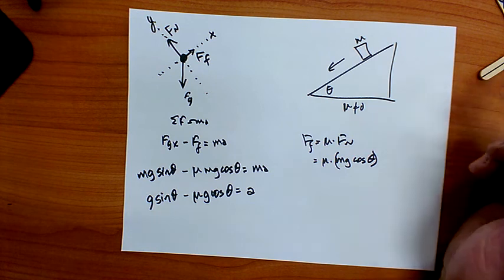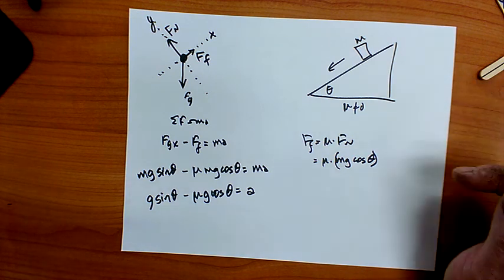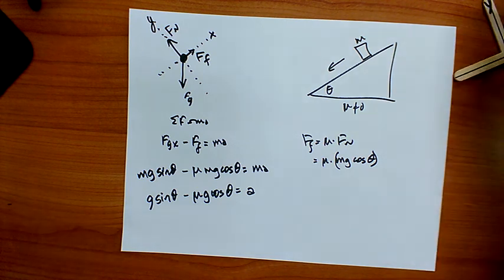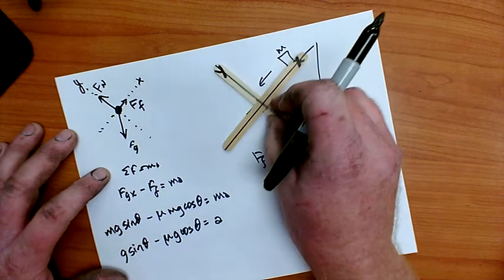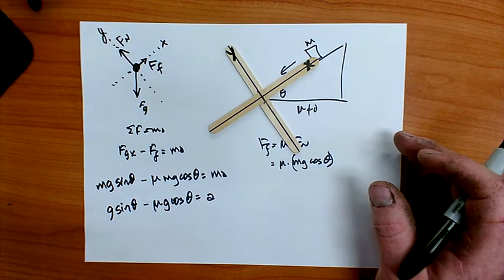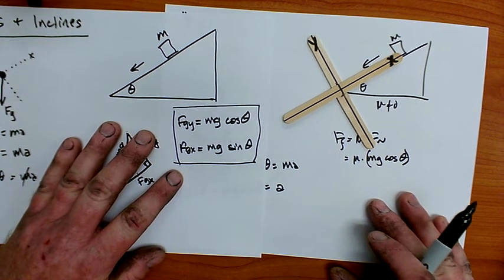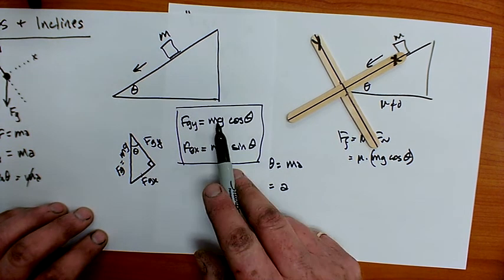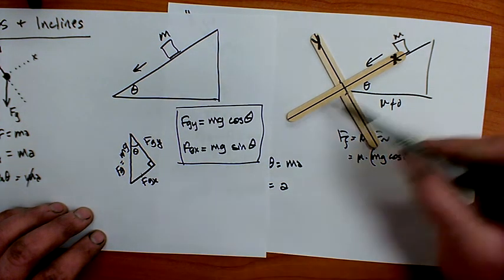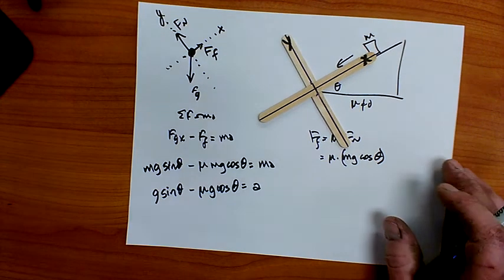The key is to identify the direction that the object accelerates, and then rotate your axes so that one of your axes lines up with the direction of acceleration. Typically for ramps, that means make the surface of the ramp your x-axis. And when you do, gravity is going to have x and y components, and those components will be mg cosine theta for FGY, the perpendicular component of gravity, and mg sine theta for the parallel component, or FGX. Keep that in mind, and ramp problems will be a piece of cake for you.